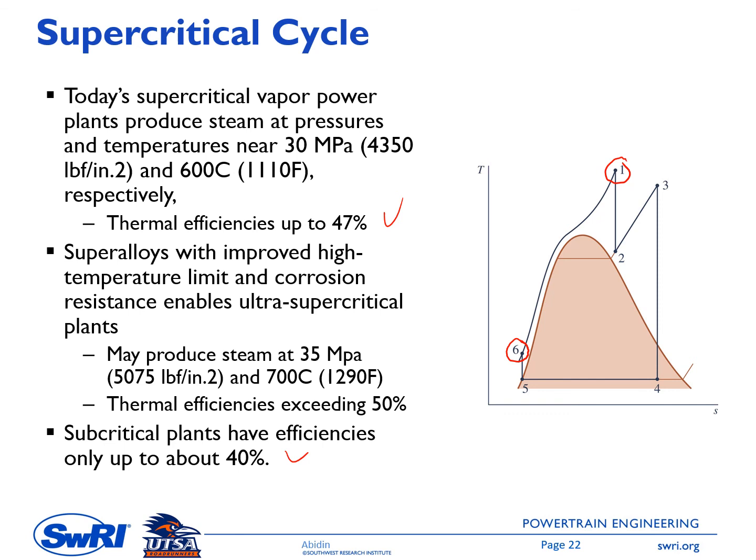If we use a super alloy with improved high temperature limit and corrosion resistance, it enables a further high pressure. In this case, we can design a system that can work up to 35 megapascal or 350 bar. At this operating pressure, the thermal efficiency of the system can exceed 50%. So you can see the benefit of having a supercritical cycle for high system efficiency.